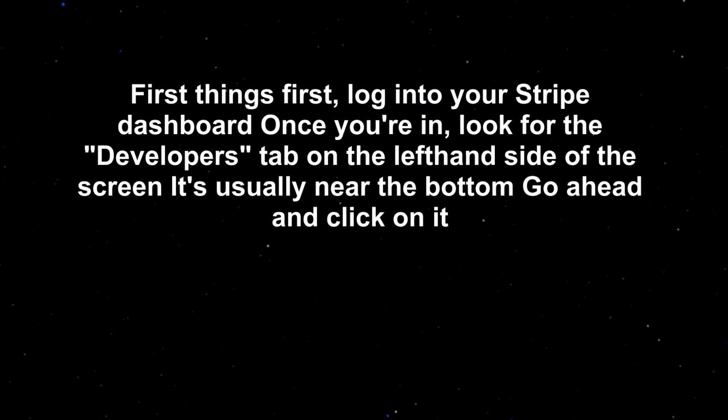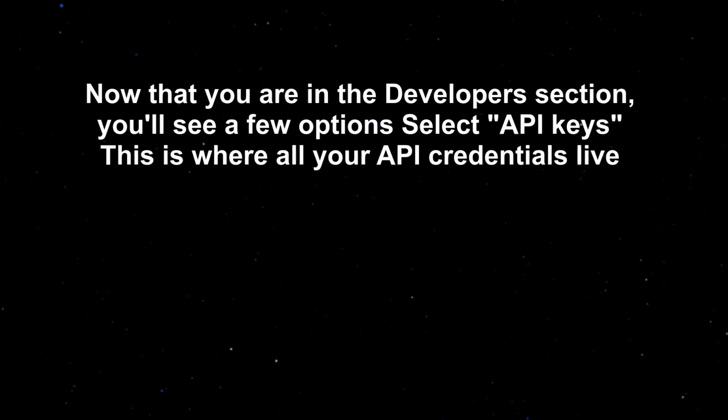Once you're in, look for the Developers tab on the left-hand side of the screen. It's usually near the bottom. Go ahead and click on it. Now that you are in the Developer section, you'll see a few options. Select API keys. This is where all your API credentials live.